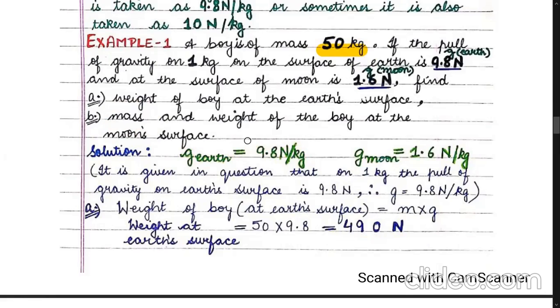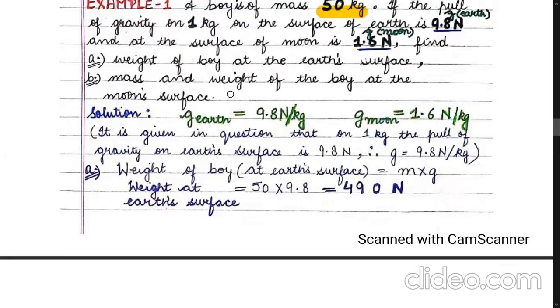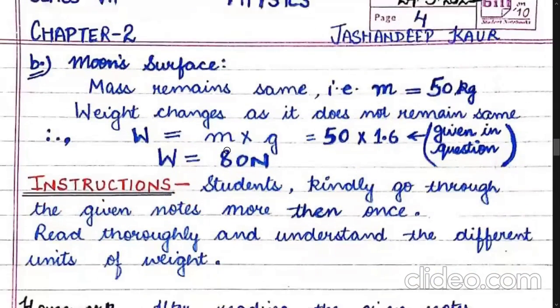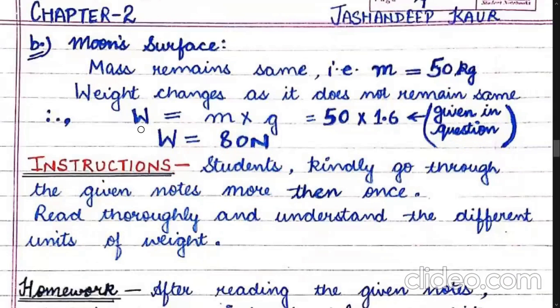Excellent. And now let's calculate the weight of the same boy on the surface of moon. So you'll write down the weight of the boy on moon surface. It will be mass multiplied by acceleration due to gravity on moon, which is given to be 1.6. So if you multiply 50 and 1.6, it comes out to be 80 Newton.